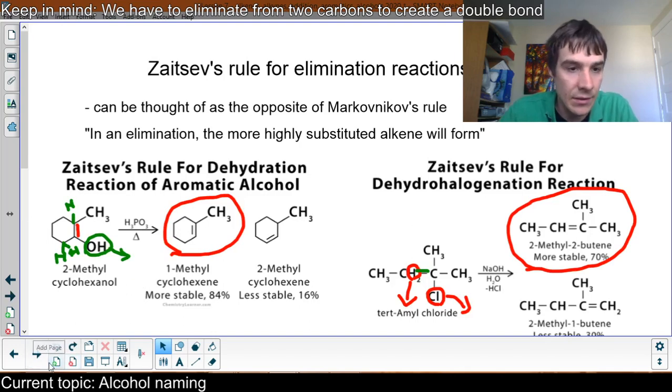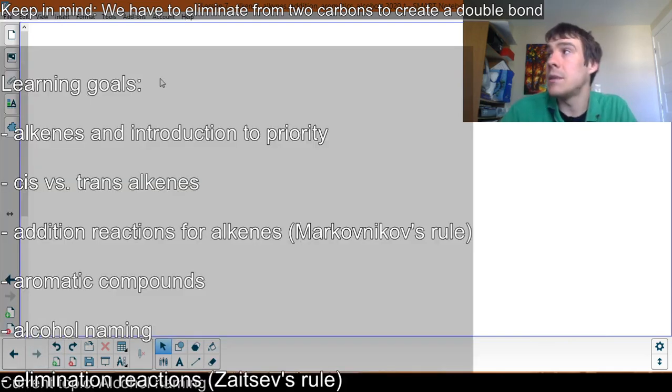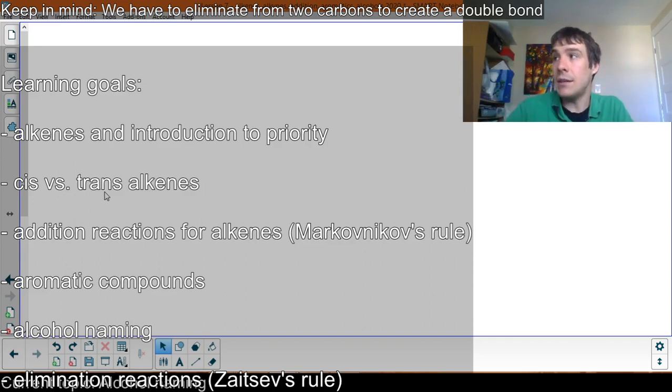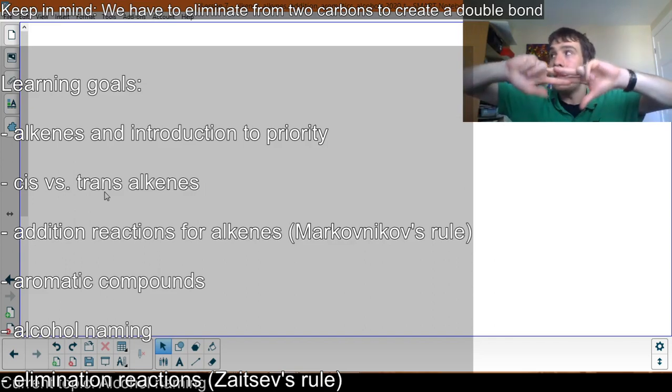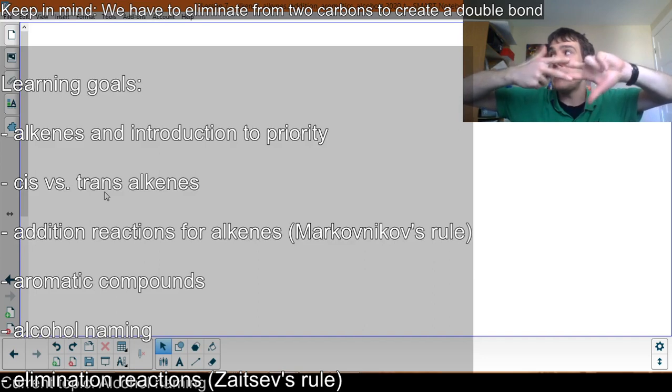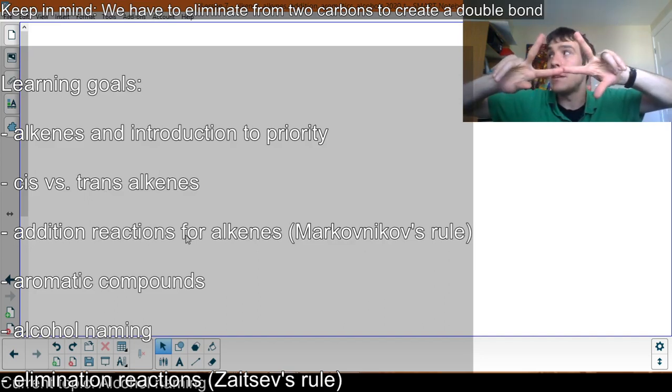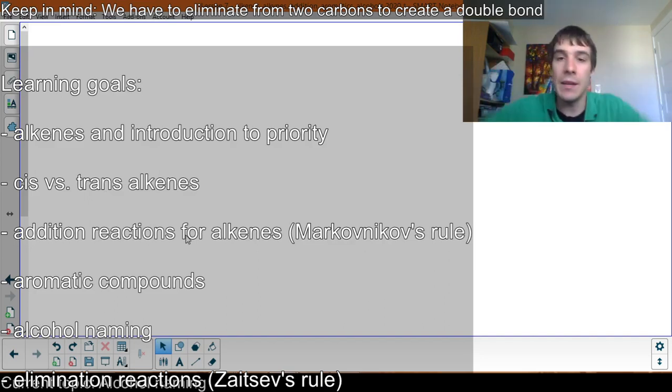So just as a review of what we did here, we talked about alkenes and introduced priority. We talked about cis versus trans, which is this is cis and this is trans. And the double bond won't twist, and that's why this stays cis and this stays trans, because the double bond can't twist. We talked about addition reactions, where we're actually breaking up the double bond and installing something across it where these two used to be, one on each carbon, and Markovnikov's rule, which helps us predict it.